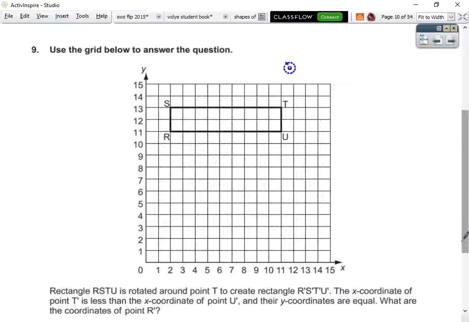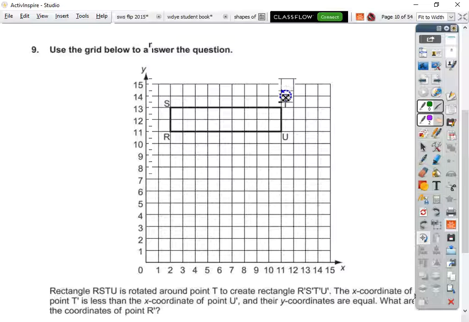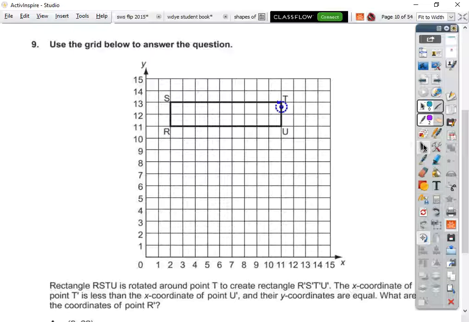Use a grid below to answer. You have a rectangle RSTU and it's rotated about point T. So I'm going to take point T right here. And I'm going to draw this, maybe. How about another color? How about red? There we go. And we learned from last time, let's put in our letters. And we're going to rotate about point T to create a similar shape.